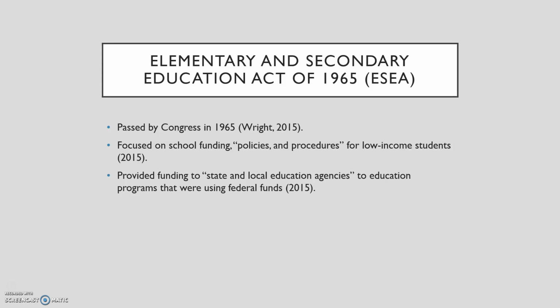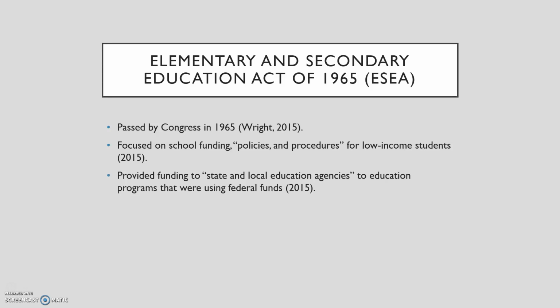Elementary and Secondary Education Act of 1965, also known as ESEA. Following the Civil Rights Movement and President Lyndon B. Johnson's War on Poverty, this Elementary and Secondary Education Act of 1965 was passed by Congress in 1965.